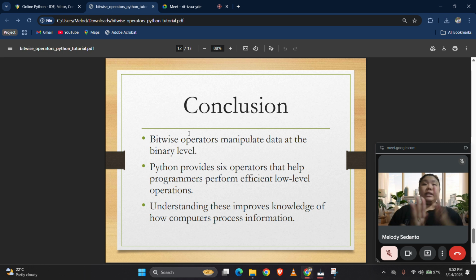However, the disadvantage is that bitwise operators can be difficult for beginners to understand and may reduce code readability if not used properly. So, the conclusion: bitwise operators can manipulate data at the binary level, and Python provides 6 operators that help programmers perform efficient low-level operations. Lastly, understanding this improves knowledge of how computers process information. So that's it.